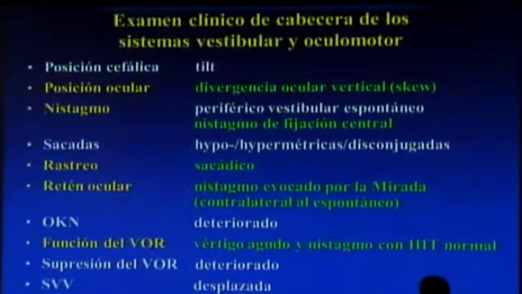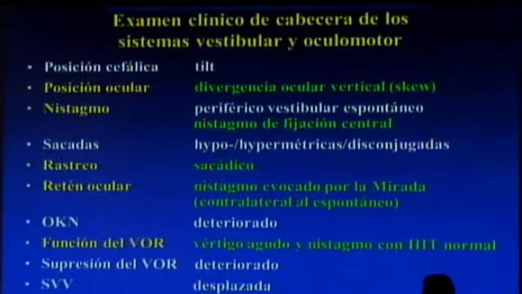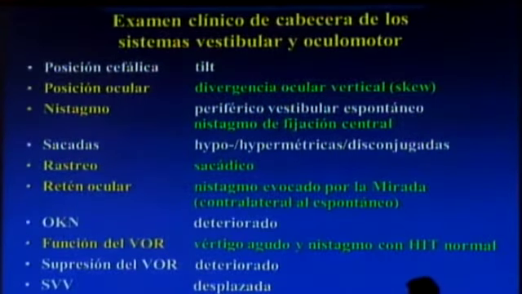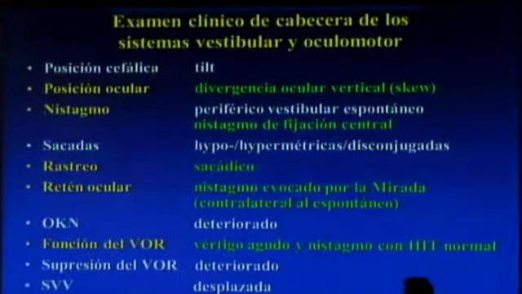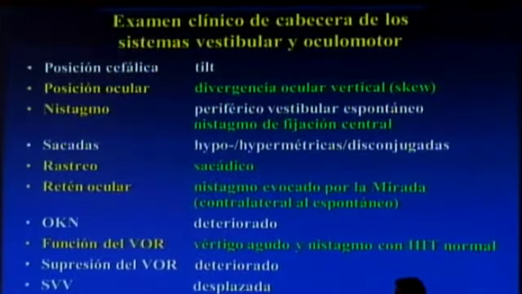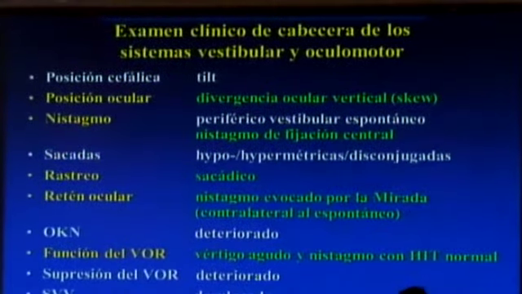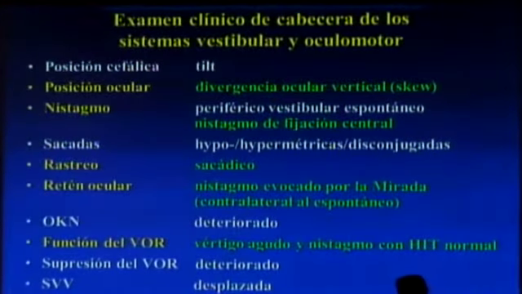Then look for a gaze-evoked nystagmus. Optokinetic nystagmus is also a nice test. I'll show you an example. It's important in children and in patients who are not very compliant, and also good to identify psychogenic blindness. Then the head impulse test, visual fixation suppression of the VOR, and subjective visual vertigo.